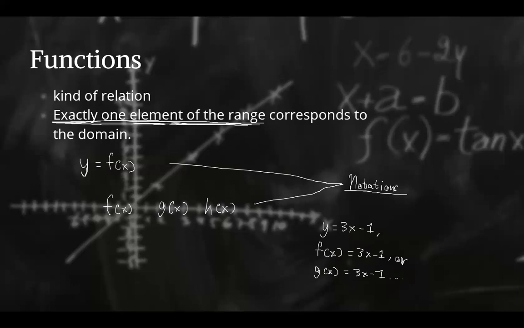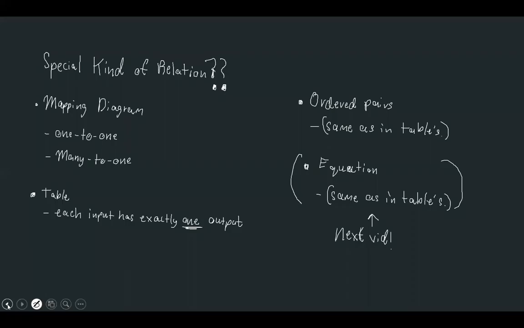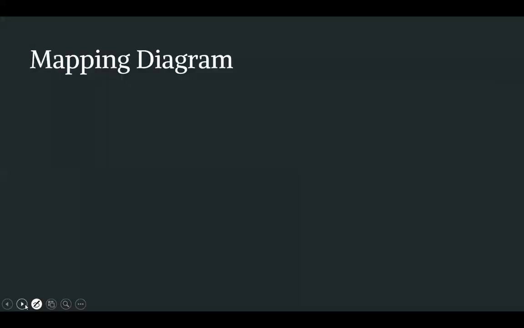So let's go back, because I know that most of you are confused at this one. How would I know that this is a function? So let's go back to the mapping diagram. Again, you will know it is a function if it is a one-to-one or many-to-one diagram.